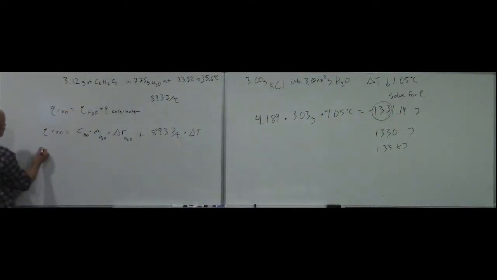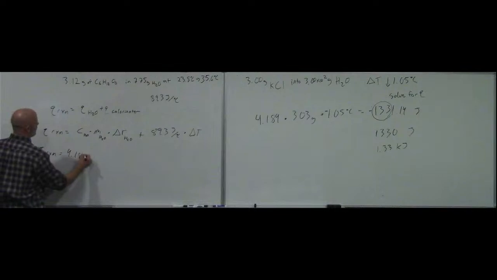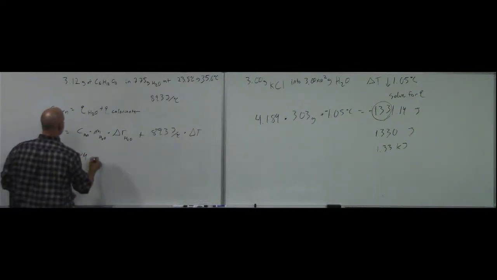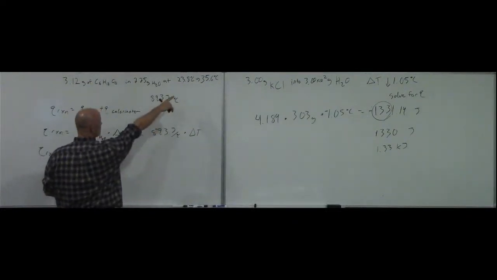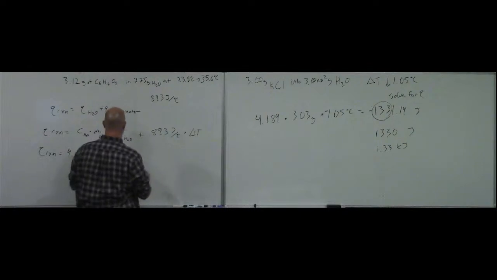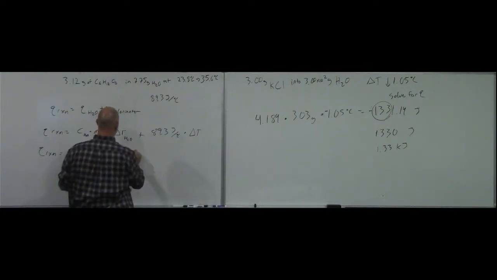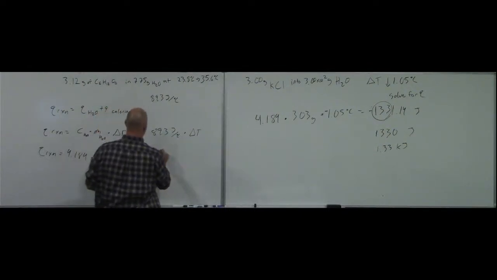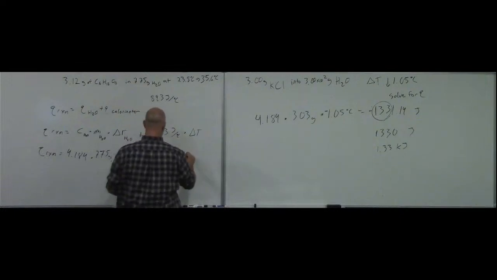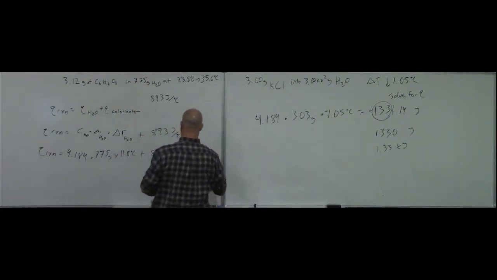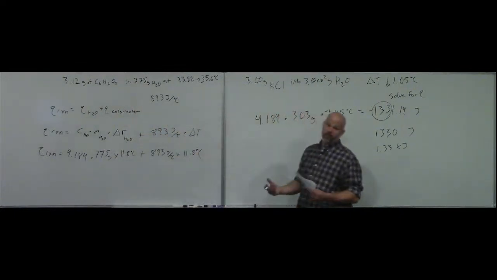So the Q of the reaction is 4.184 times 775 grams times, what is this delta T? 11.8 degrees Celsius, plus 893 joules per degree Celsius times 11.8 degrees Celsius. When I plug that in, I'll have the right number.